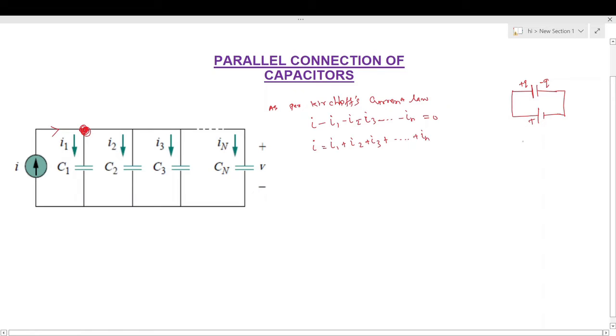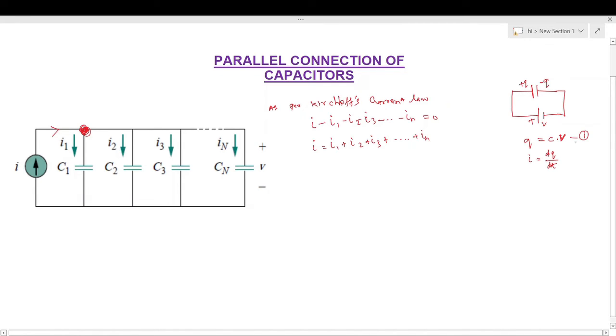The amount of charge stored in a capacitor is equal to the multiplication of the capacitance of that capacitor and the voltage across the capacitor. So we can write Q, the amount of charge stored in the capacitor, is equal to C, the capacitance of the capacitor, times V, the voltage across the capacitor. Now we know one more definition: current can be defined as the amount of charge transferred per unit time. So we can write I is equal to dq by dt.